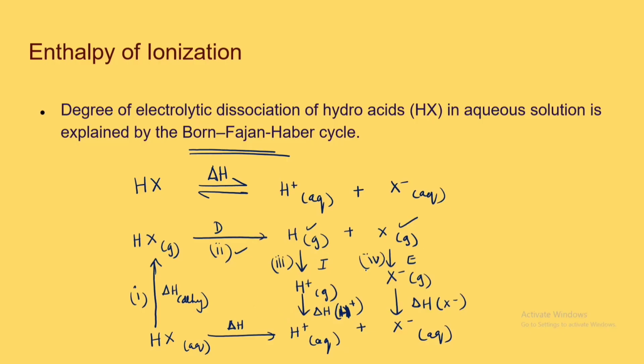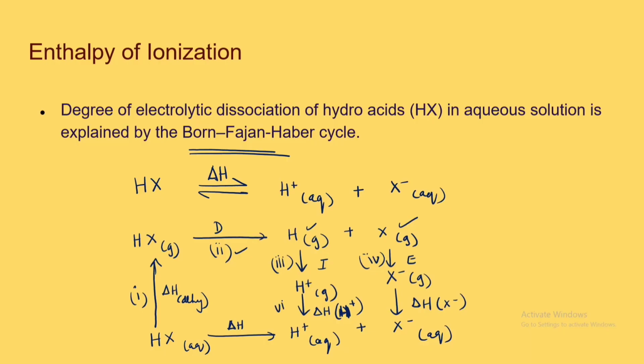So this is nothing but the electron affinity of the halogen atom. It is negative because energy is released when an electron is added to the halogen atom to make it a stable X minus halide ion. Right. Next, talking about the enthalpy of hydration of the X minus ion.